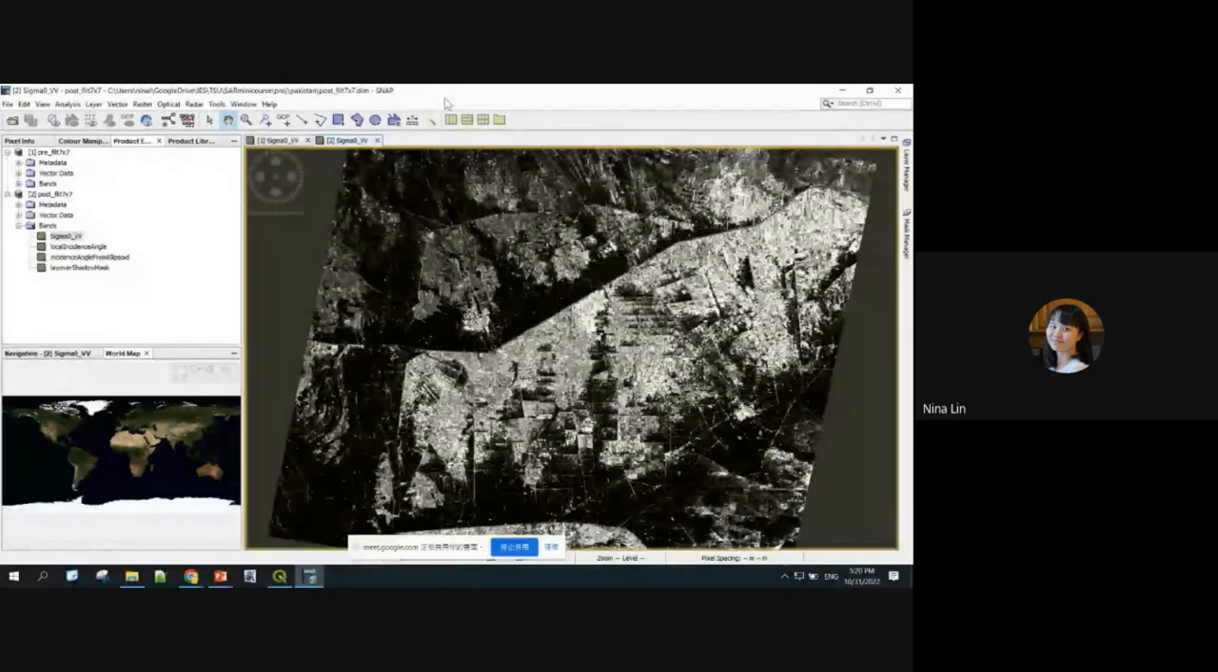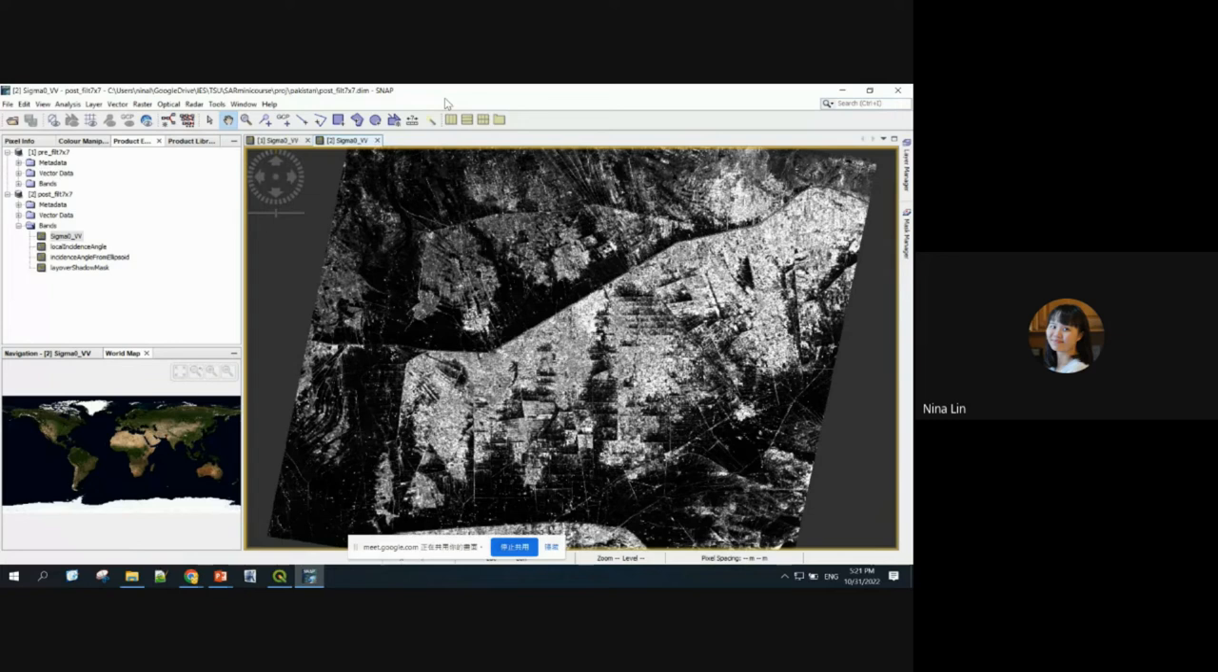All right, so back to this view. Oh, we have a question. What are the different sigma and gamma in SNAP? Sigma and gamma are different types of NRCS. If you still remember from Professor Alan Tsai's talk, the normalized radar cross section. So sigma and gamma are different approaches of normalizing the radar energy. There are some papers discussing which one is better for change detection purposes.